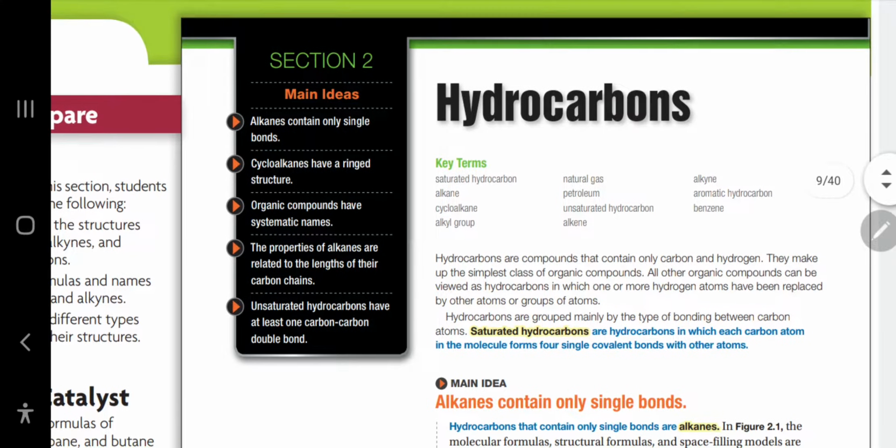In this video, we're going to continue chapter 22 and we're going to start with section 2, hydrocarbons. As we said before, the hydrocarbons are the simplest organic compounds that contain only carbon and hydrogen atoms.